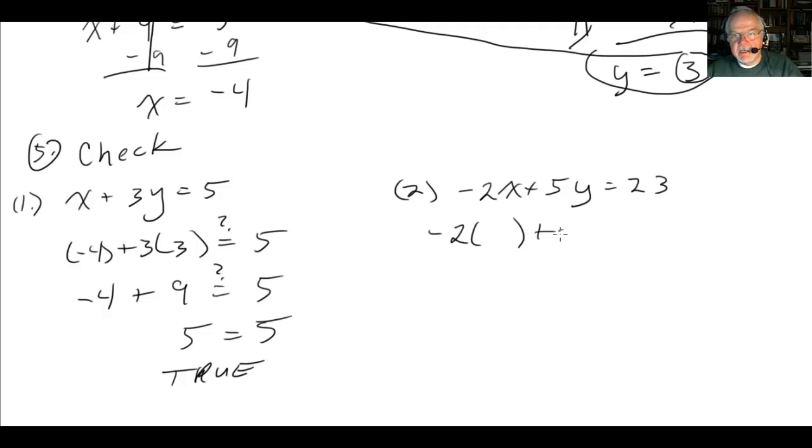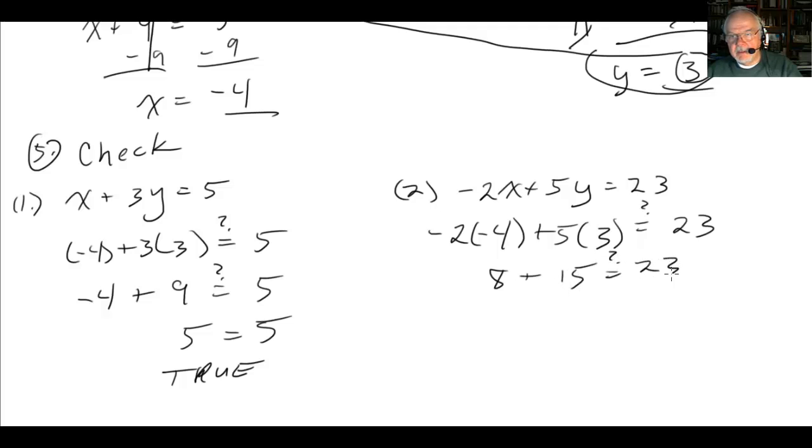Minus 2 times x plus 5 times y, does that equal 23 when I do my substitution? What am I substituting? I'm substituting minus 4 for x, and I'm substituting 3 for y. Minus times a minus is plus. 2 times 4 is 8. 5 times 3 is 15. If I add that up, do I get 23? And of course, the answer is yes. 23 equals 23. So this is true. So this is a solution.